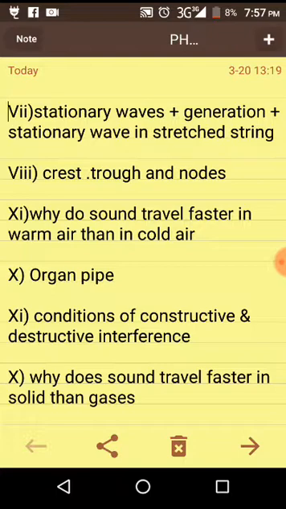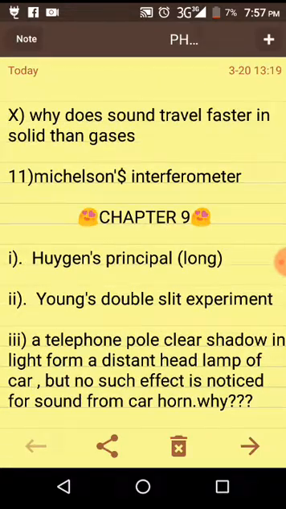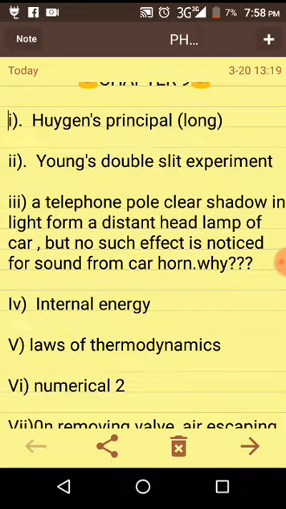Question number 9, why does sound travel faster in warm air than in cold air? Question number 10, organ pipe. Question number 11, conditions of constructive and destructive interference. Question number 10, why does sound travel faster in solids than gases? Question number 11, Michelson's interferometer. Then there is chapter number 9. Question number 1, Huygens principle.